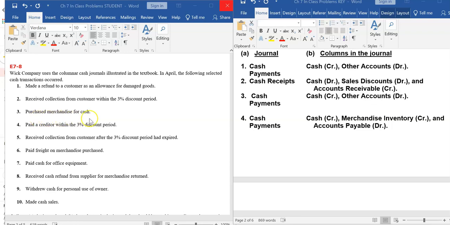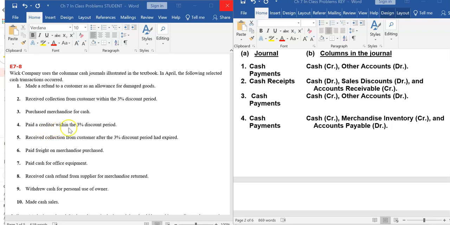Number 3, purchase merchandise for cash. We're paying cash, so it will be in the cash payments journal. Cash will be credited because it is a cash payment, and we're going to be using the other accounts debit column because there is not a specific column for merchandise inventory, so it goes into the other accounts column.